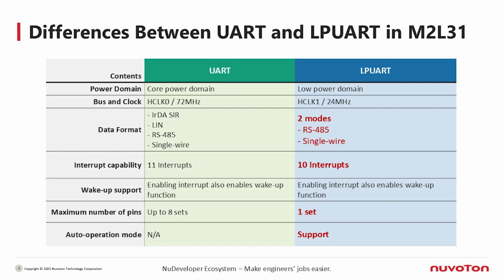In the M2L31 series, what are the differences between the Low Power UART and the standard UART? Aside from having different clock sources, the main difference is that the Low Power UART only supports RS-485 and single-wire data formats, and the system provides only one Low Power UART module. When used together with the Auto Operation Mode, it enables data transmission or reception through the Low Power PDMA even while the system is in power down mode.